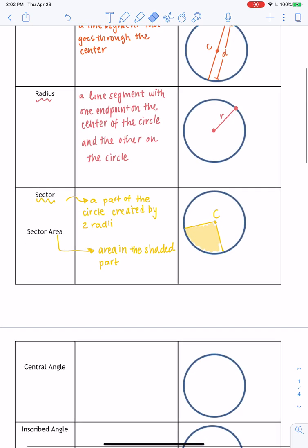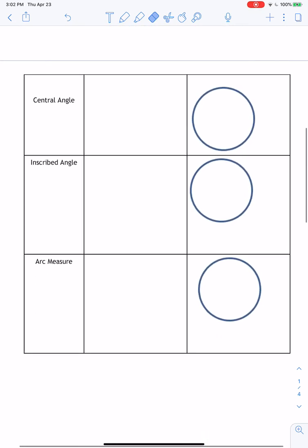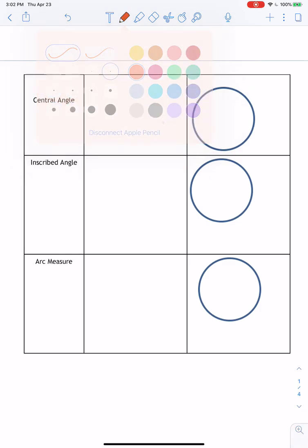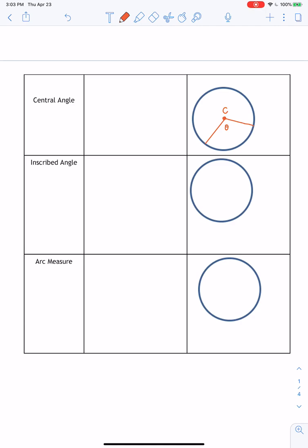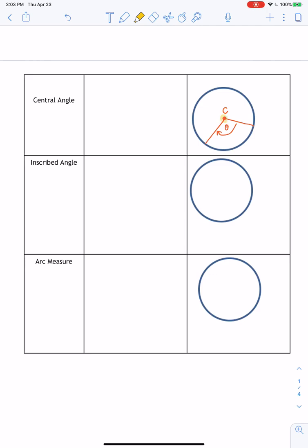There are a couple more words we need to know though before we move on. First is the term central angle. So we're going to start with having center of the circle C, and we're going to draw a radius here, and we're going to draw another radius here. And this, remember, this is theta, it means an angle. And so a central angle is an angle whose vertex is the center of the circle. So this right here is the angle created by two radii and the center point.